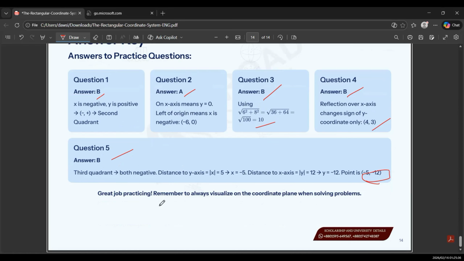Great job practicing. Remember to always visualize on the coordinate plane when solving the problems.